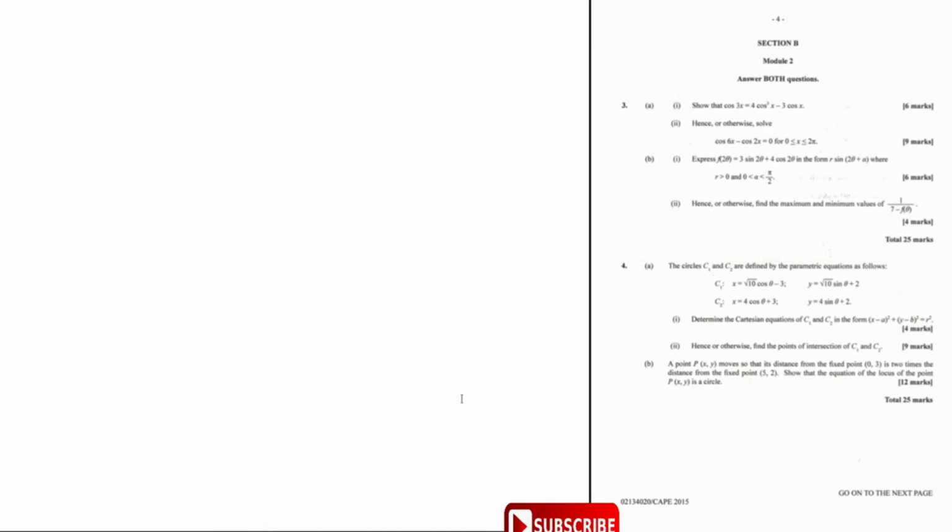Question 4 says, the circles C1 and C2 are defined by the parametric equations as follows. C1 is x equal to root 10 cos theta minus 3, y is root 10 sine theta plus 2, and C2 is another parametric equation. From C1 and C2, it says determine the Cartesian equation of both of them. So let's do that.